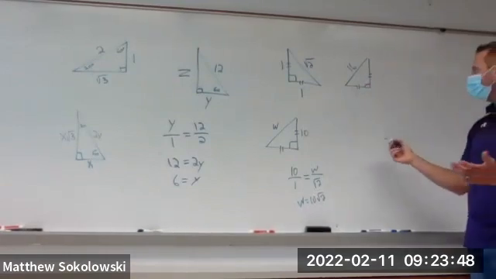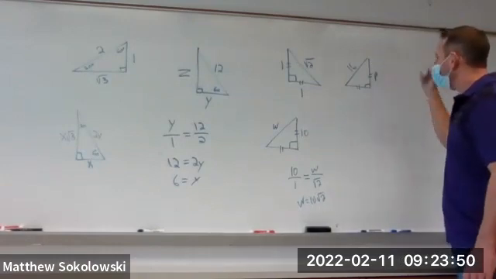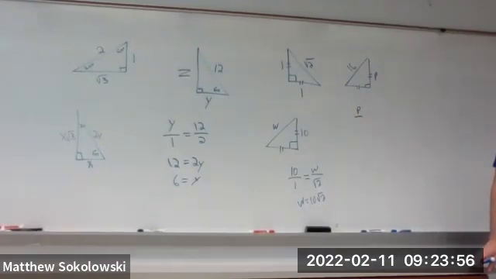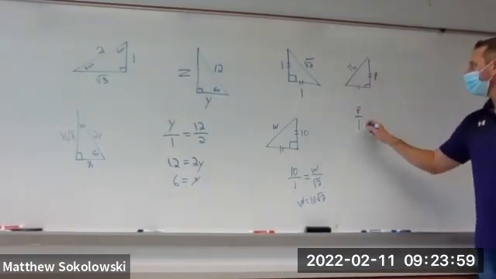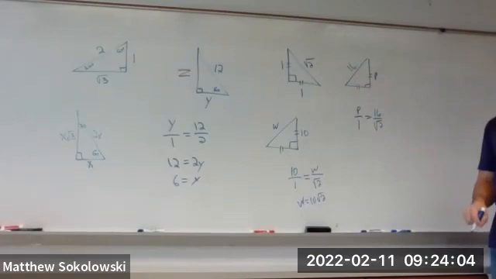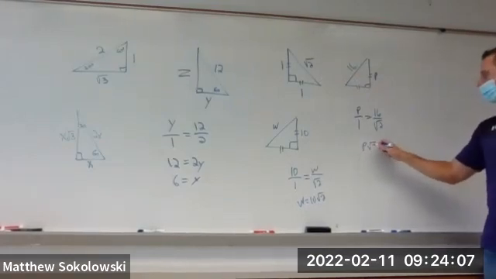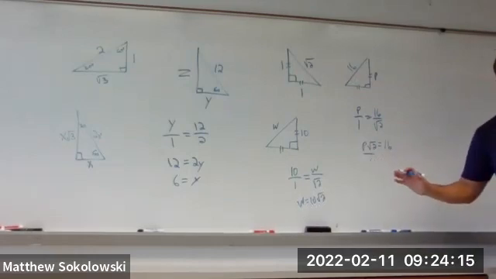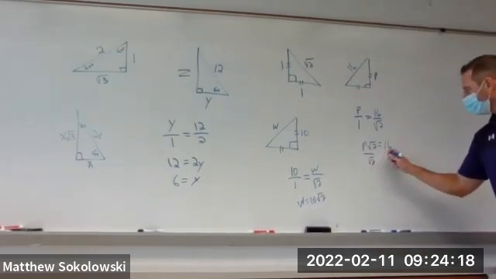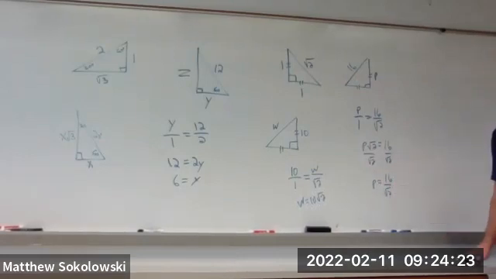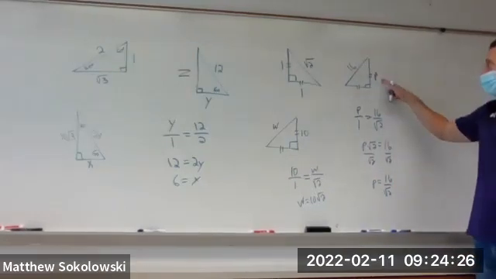All right, but if you don't know that, now we need to find P. What does P go over? P over 1 equals 16 over rad 2. Cross multiply. P times rad 2 equals 16. How do you get P by itself? Divide both sides by rad 2. P equals 16 over rad 2. You divide by rad 2 to get to the side.